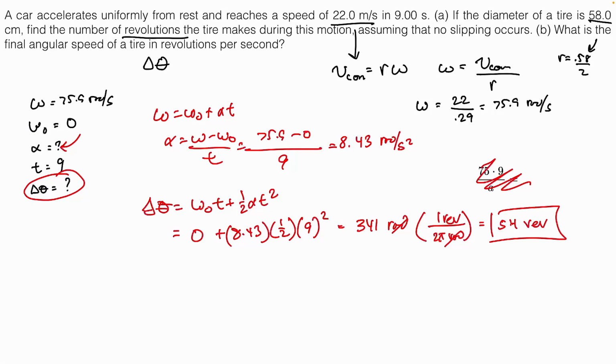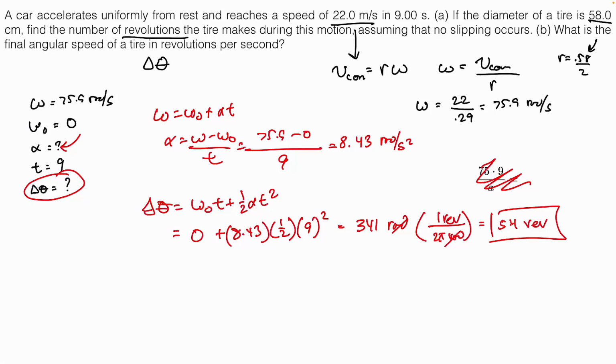You could start with the linear terms and find out how fast the wheel's center of mass is going in terms of meters per second and then convert it into omega at the end. We did it this way. It's perfectly fine. It's good practice for the rotational stuff. We haven't answered the second question. What is the final angular speed of the tire? In revolutions per second. Why did you have to do that to me, Wiley Plus?